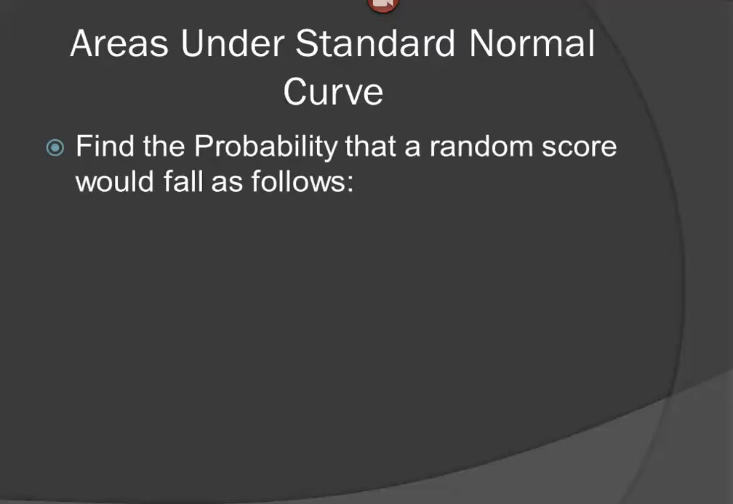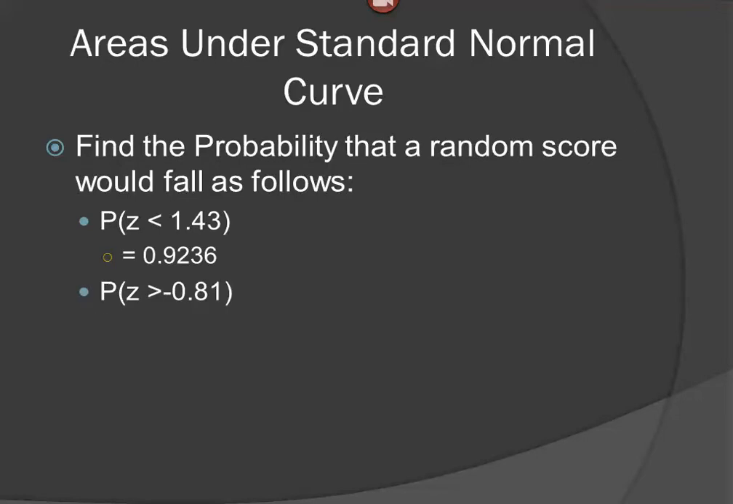All right, so let's find the probability a random score would fall as follows. And you're going to use your calculators to find this. I want you to find the probability that if we were to select a random z-value, it would be a z-value less than 1.43. Pause the video. The outcome is 0.9236.